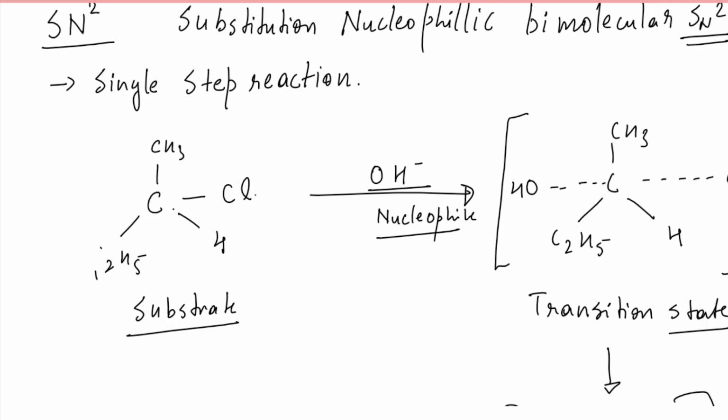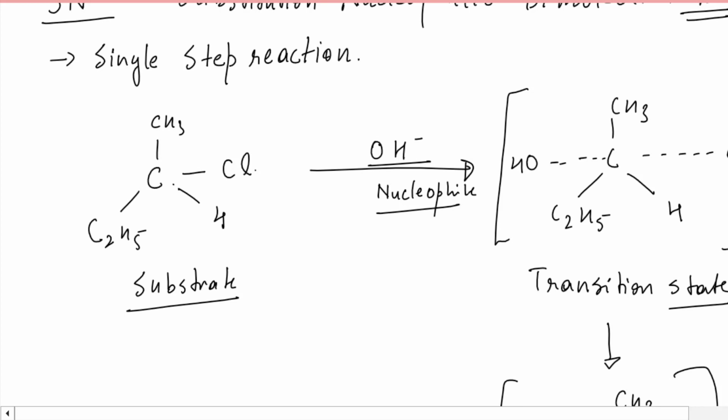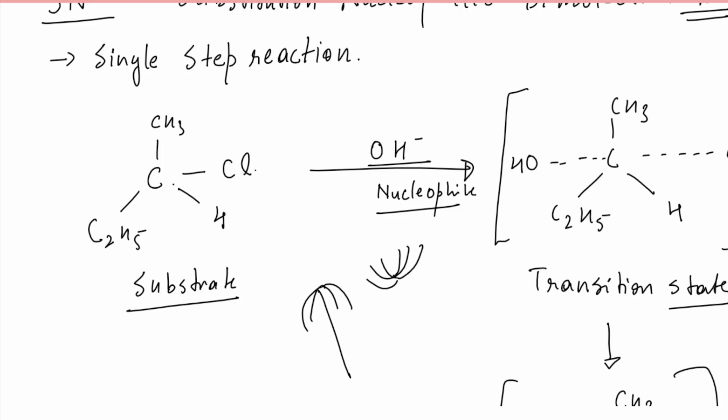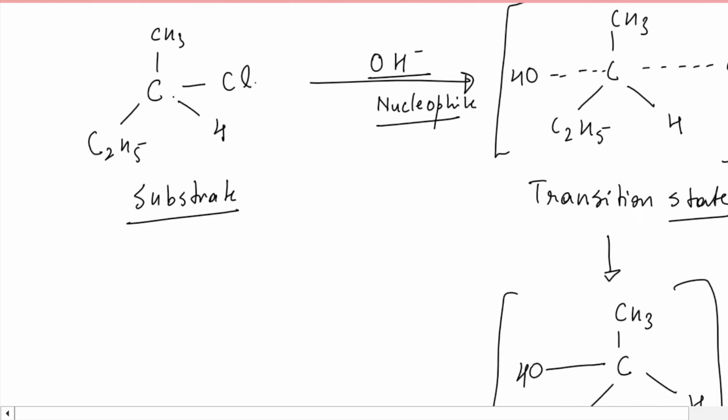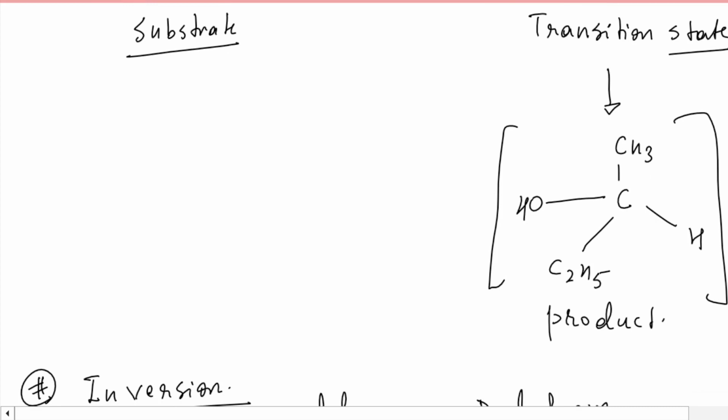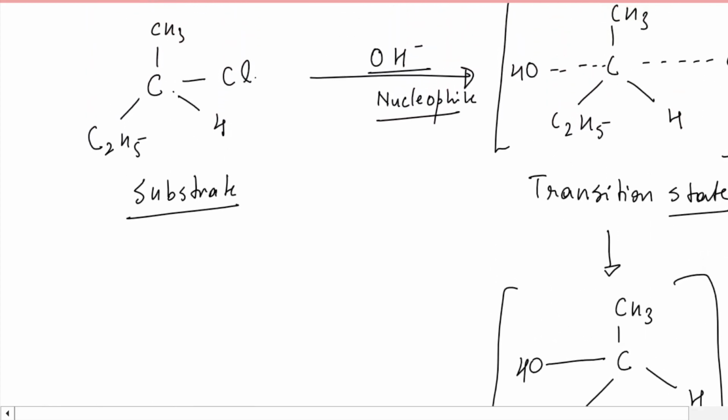Just to explain the optical activity of the chemical reaction. It's just like inversion of the configuration, similar to an umbrella like this when a strong wind comes and it becomes like this. So that's inversion of configuration. On one side chlorine was attached, OH came, and the configuration of the molecule gets inverted. That is known as inversion taking place in the SN2 reaction.